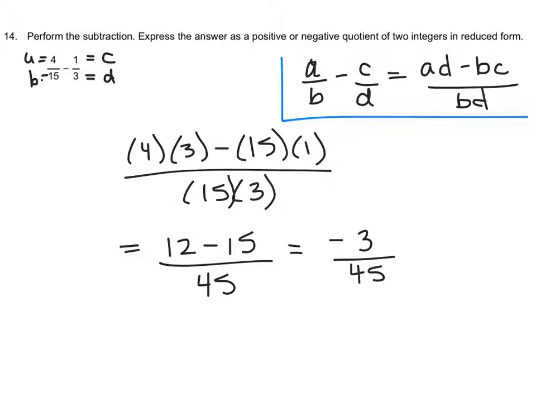Now I want to reduce the fraction. That means I want to find a number that both 3 and 45 are divisible by. 3 and 45 are both divisible by 3. 3 divided by 3 is negative 1, and 45 divided by 3 is 15. So my final answer is negative 1 over 15.